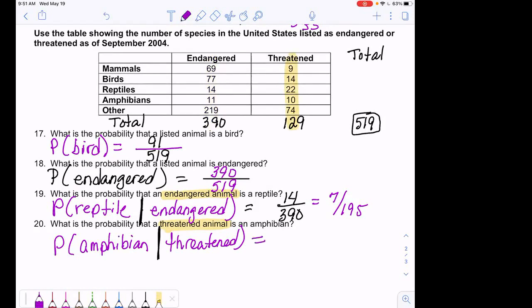TJ, how many amphibians are in the threatened group? And how many total threatened animals are there? 129. Questions?